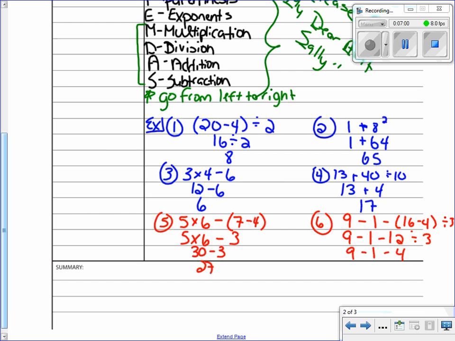Now I have two minuses, two subtraction symbols. This is where we talked about our note. Go from left to right. So I'm going to go in this order. So 9 minus 1 is 8. And then 8 minus 4 gives me my final answer of 4.